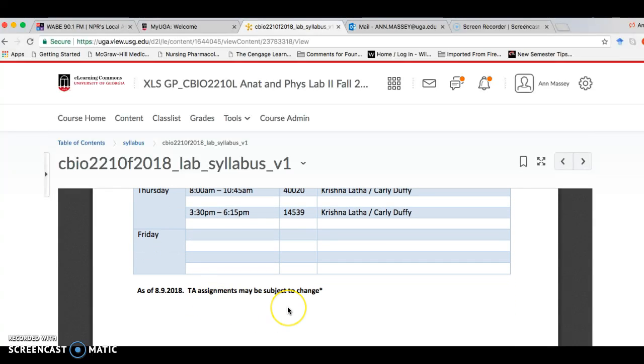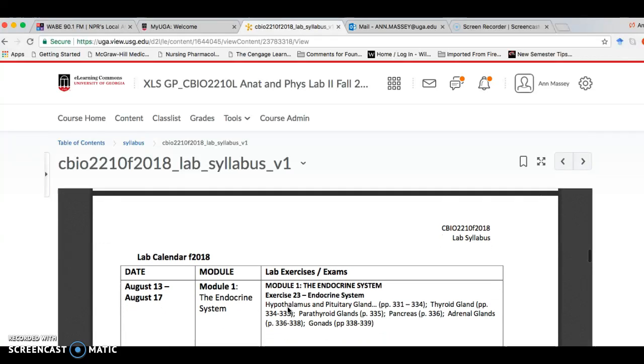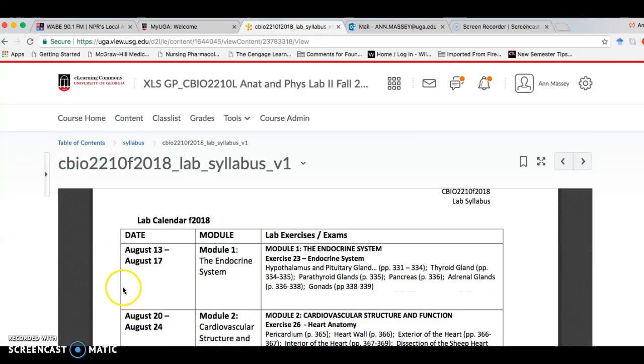This was as of today. And then the very next thing is the calendar. So we see we've got the dates over here on the left-hand column. We have the module that goes along with that. And then here we have the specific exercises, the exercises that are found in the WISE lab manual with the page numbers. This is what we expect you to reference.